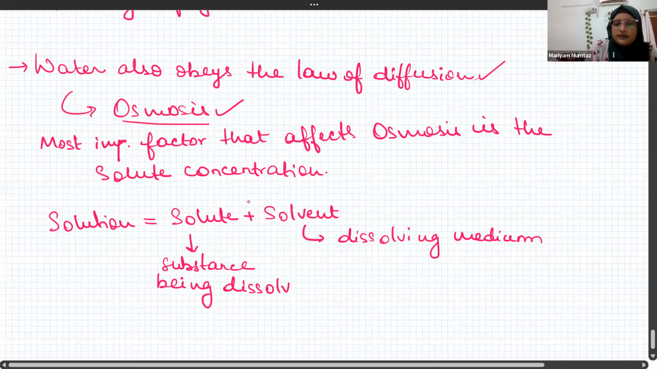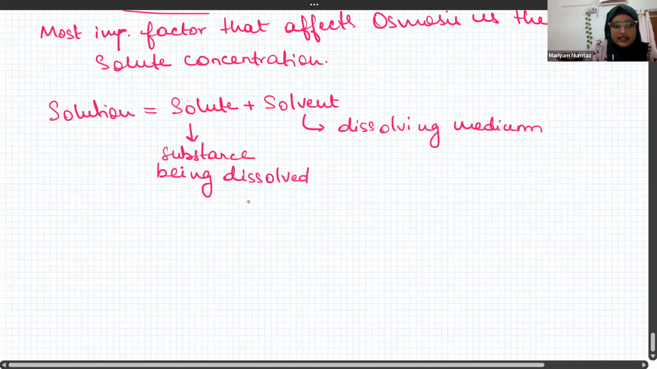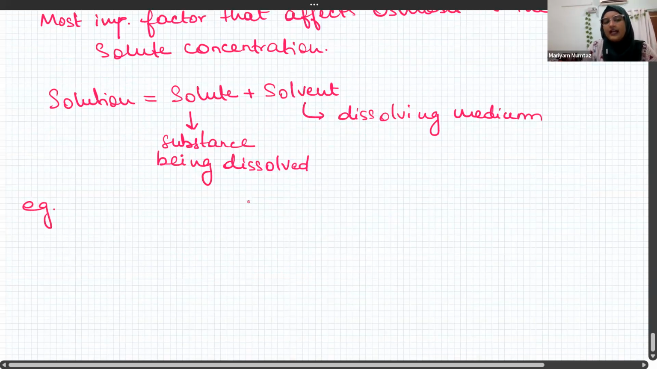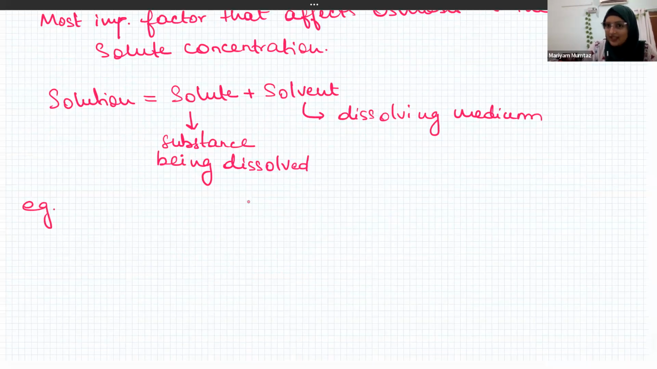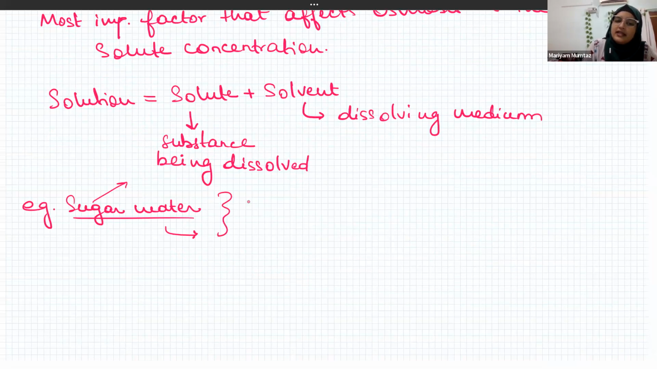All right. Now see, I'll take an example of a solution. Have you ever had sugar and water, or lemonade, as we call it, right? So in sugar water, what is the solute and what is the solvent? Sugar is the solute and water is the solvent. Very good. And together it makes a solution.